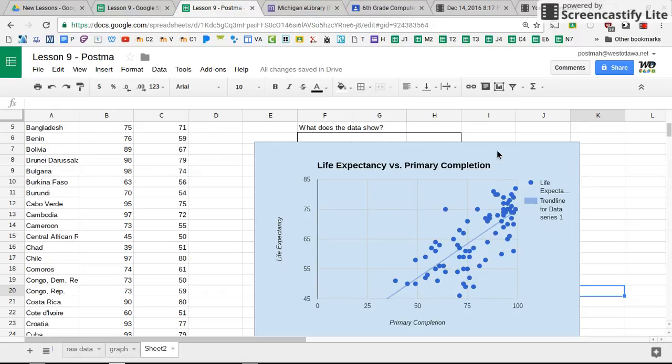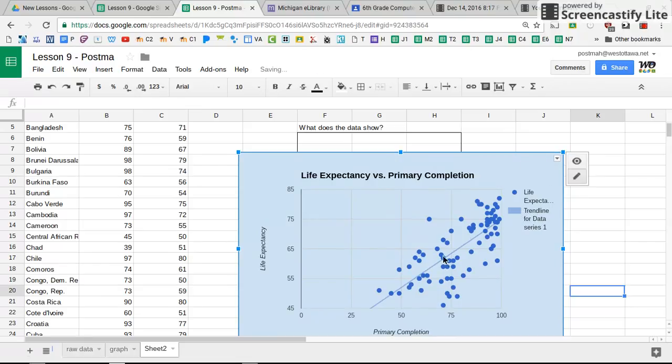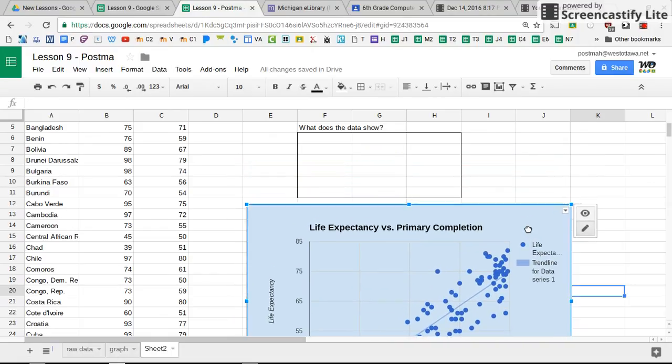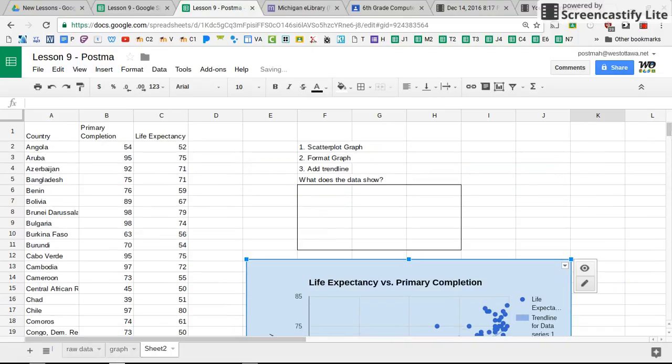And again, you can see that the trend is positive because the line is going up. It's between kind of weak and strong. The dots aren't right on the line, but they are pretty close to the line. So then what you need to do is answer the question, what does the data show? You should be talking about something with school and life expectancy, and then I want you to write your answer in the box right here.